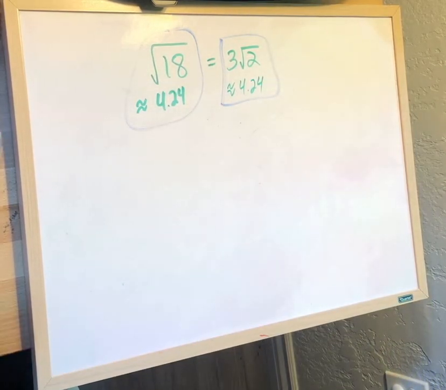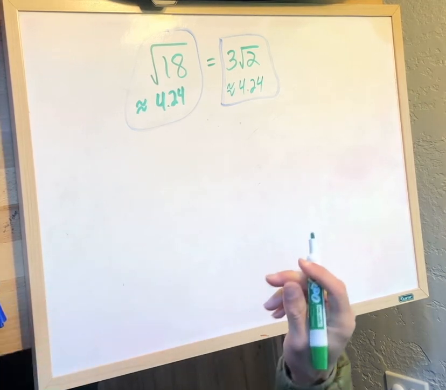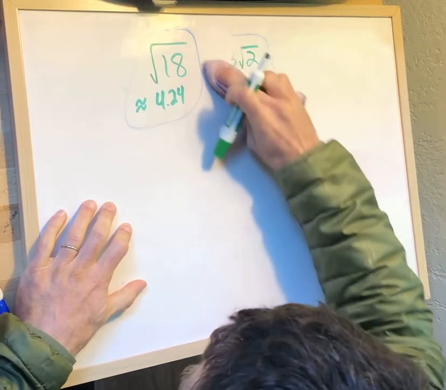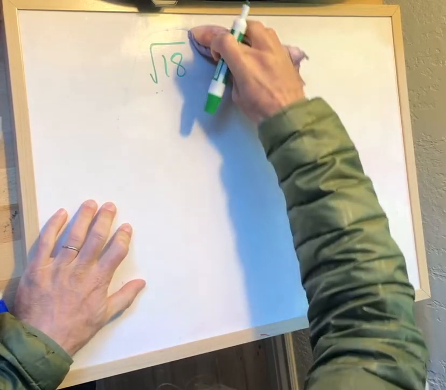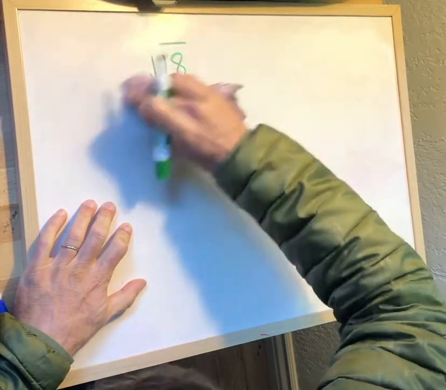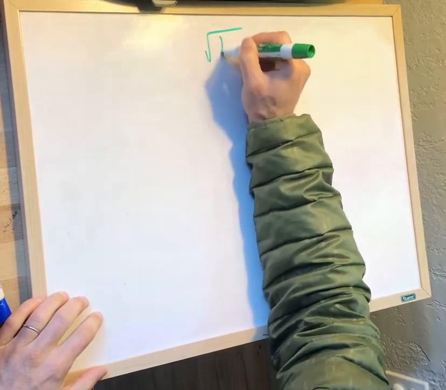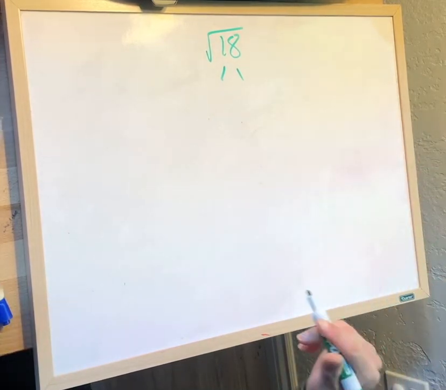So I'm going to be reviewing how to break down these specific roots. You should have talked about this last year in IM1, but if you didn't, that's fine, or if you don't remember, or if your teacher didn't do it, that's fine. I'm going to go over this really quickly. Let's just use the square root of 18, and we're going to break this down into two numbers, into a factor tree.